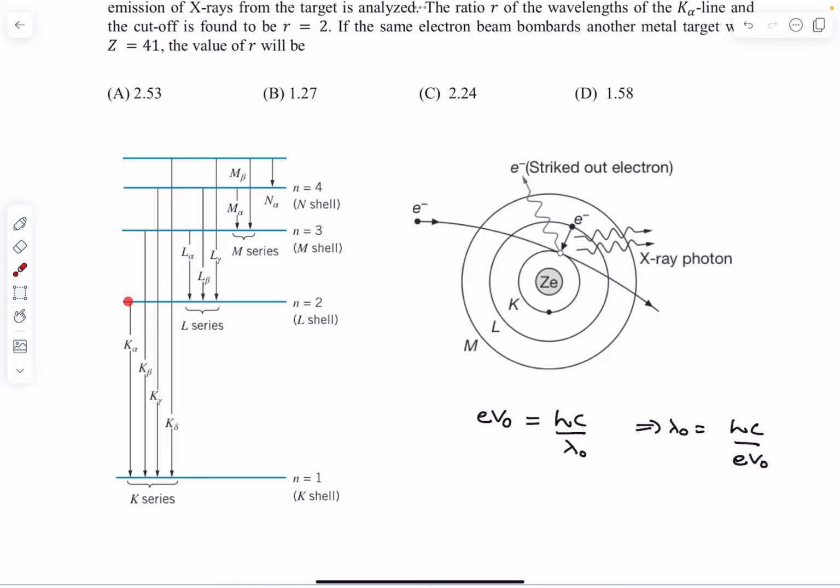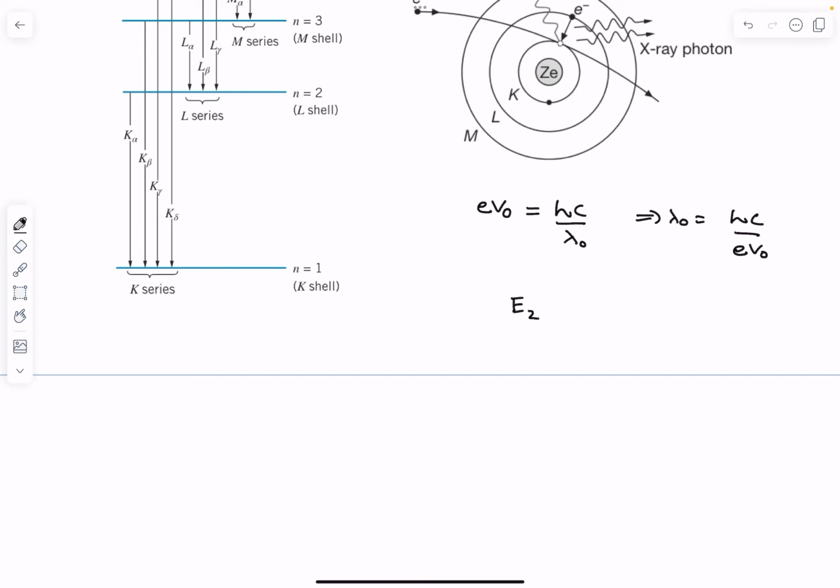Now when the electron from state 2 comes to state 1 to fill the vacancy, the energy lost by the electron is emitted in the form of a photon, similar to what we learned in the hydrogen spectrum. So basically it is the energy of state 2 minus the energy of state 1, or we can also say it is E_L minus E_K.